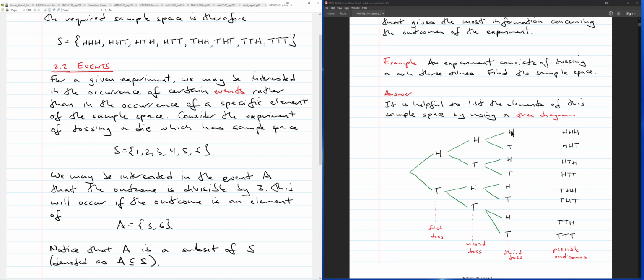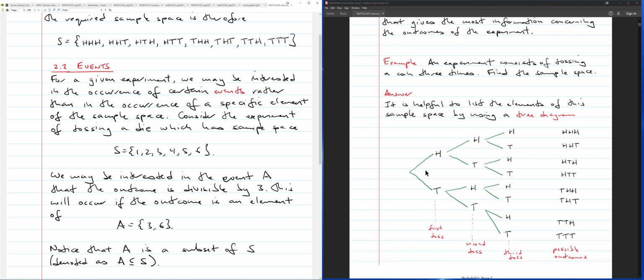And then for each of these again, on the third toss, you can either get a head or a tail, right? Okay, so to get all your possible outcomes, you start over here, and you really want to get to this end node over here. Because this is a tree, there's only one way to go from this start to this end.